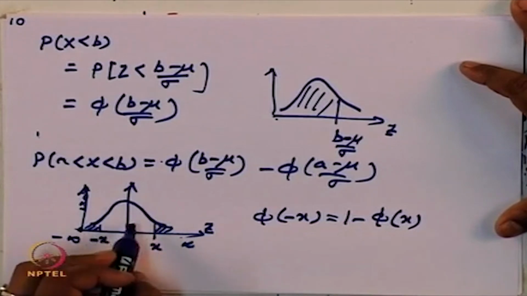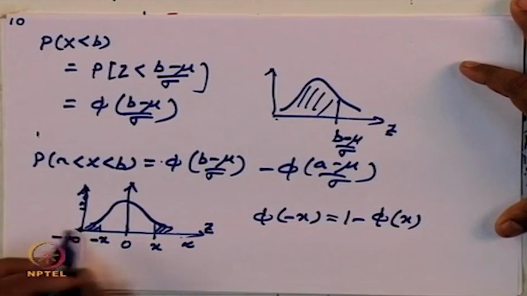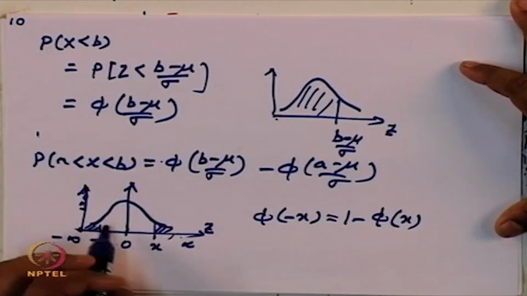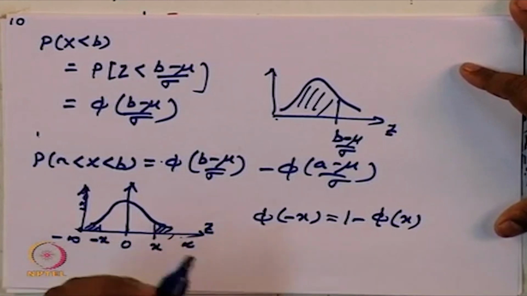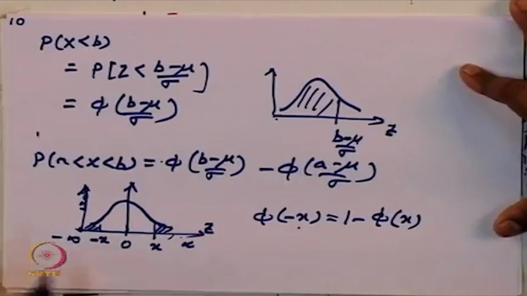So, this whole area is unity, the entire integration will return a value of unity, and this area is nothing but the whole area minus this area, and this comes because of symmetry. Accordingly, by looking up these phi values, I can find out any particular value where x has a value less than or equal to a given number, up to infinity.